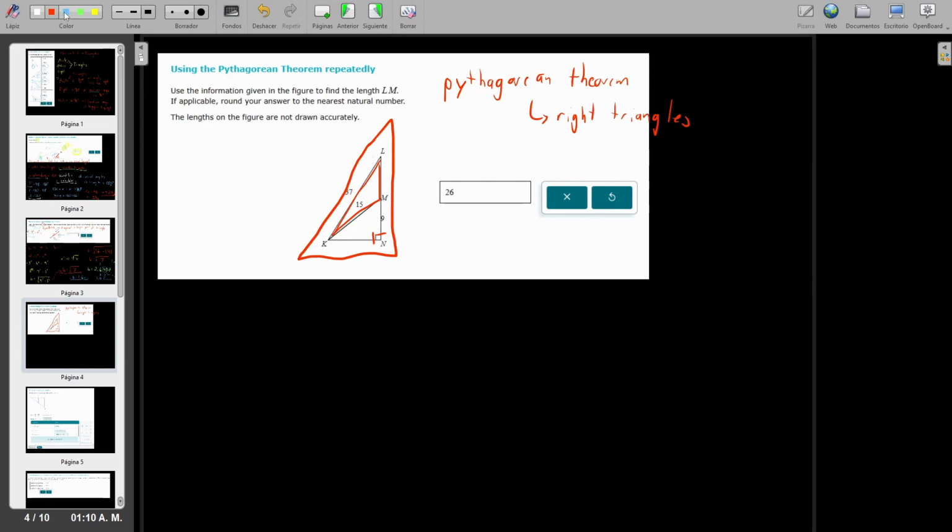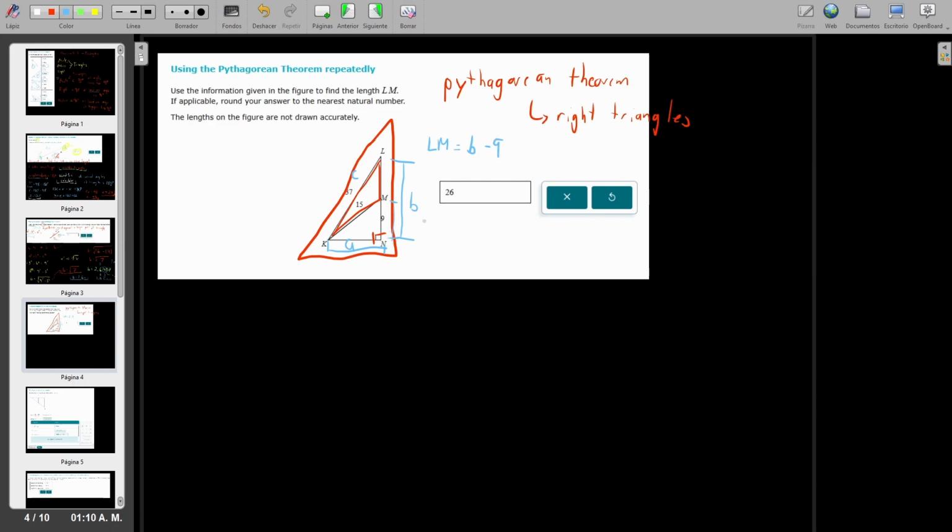So in order to be solving this, we need first to find the value of this one. Why? Because this is going to be the value of A, this is going to be the value of C, and this whole part is going to be the value of B. And the value of this segment, LM, is going to be the value of B minus this part that we already know. That is going to be 9.